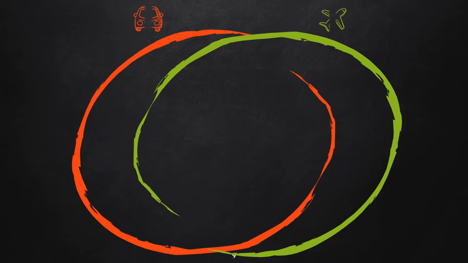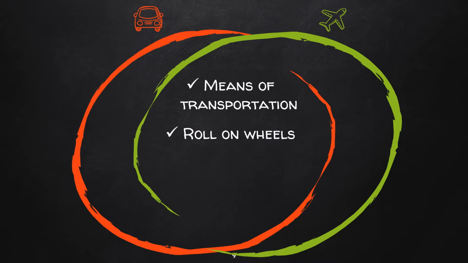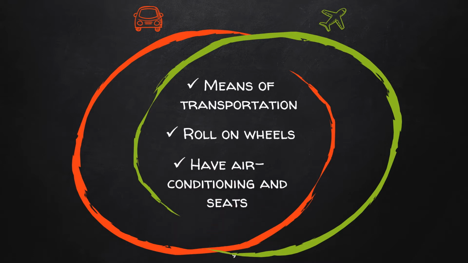Let's have this car and plane as an example. Well, based on its use, we could say that they are both means of transportation. In terms of physical characteristics, we could think that they both roll on wheels. And lastly, based on its interior, we could comment that they both have air conditioning and seats. So there you have it. We were able to compare two things by identifying the points of comparison and making a list of similar characteristics.